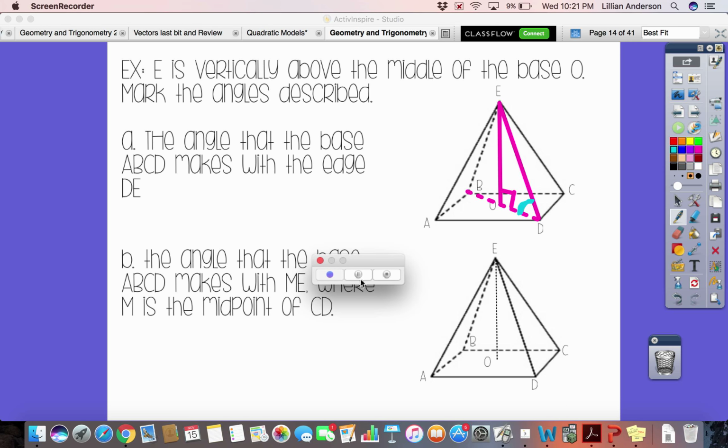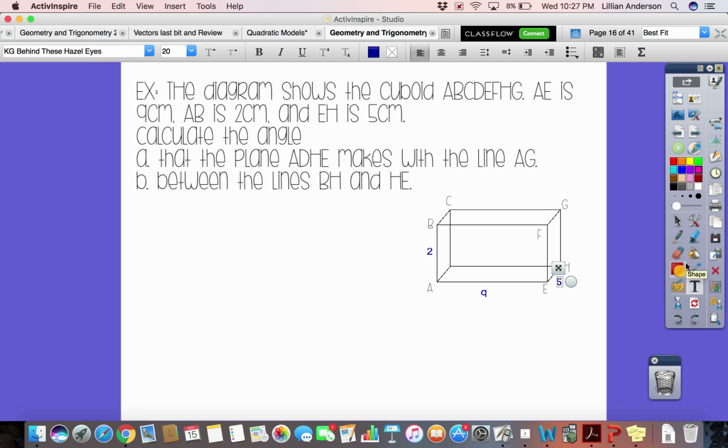The diagram shows cuboid ABCDEFGH, and AE is 9, AB is 2, and EH is 5. This particular diagram is not labeled, so you want to make sure you go ahead and label it. Do realize that AB and a few other segments have a length of 2, EH and a few other segments have a length of 5, and AE and a few other segments have a length of 9.